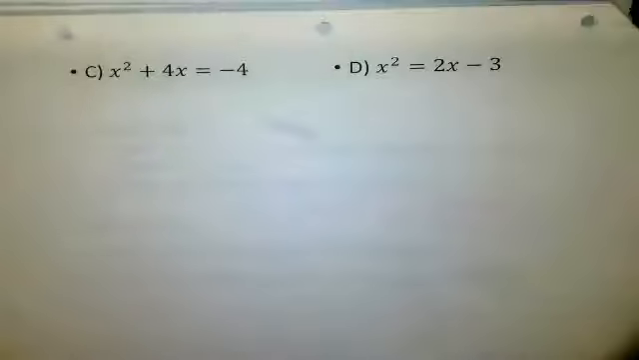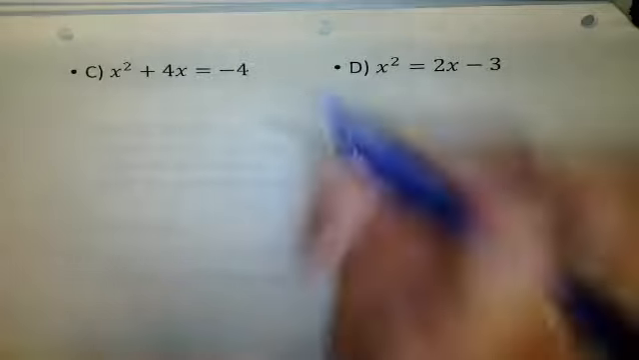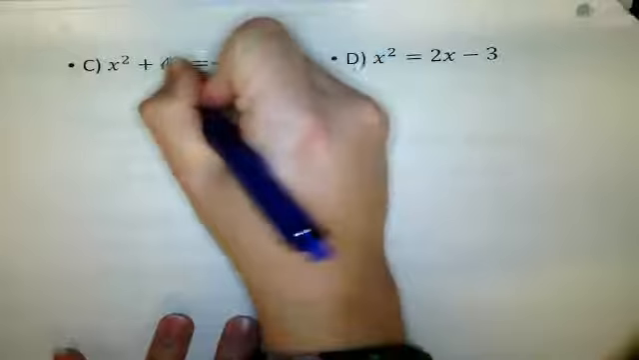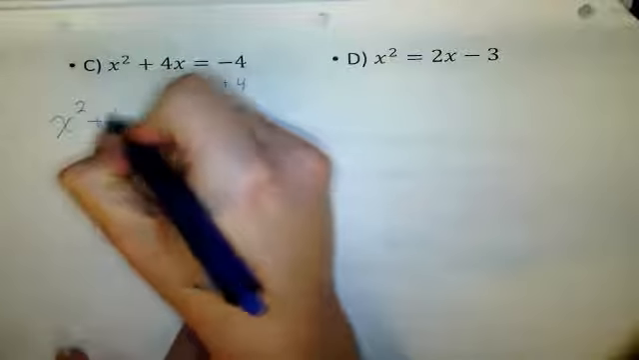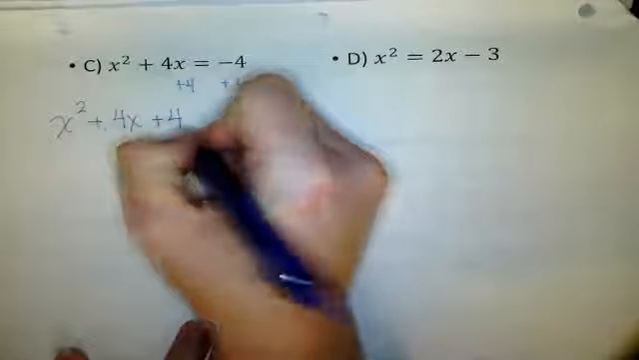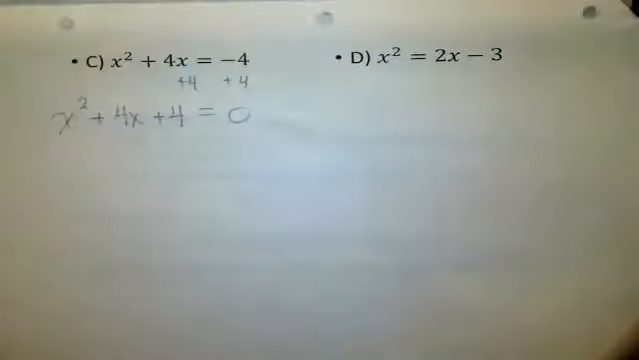All right, last two. What's wrong with these two? They're not equal to 0. They're not equal to 0, so to get started, we want to add 4 to both sides on this first one. So we have x squared plus 4x plus 4 equals 0.